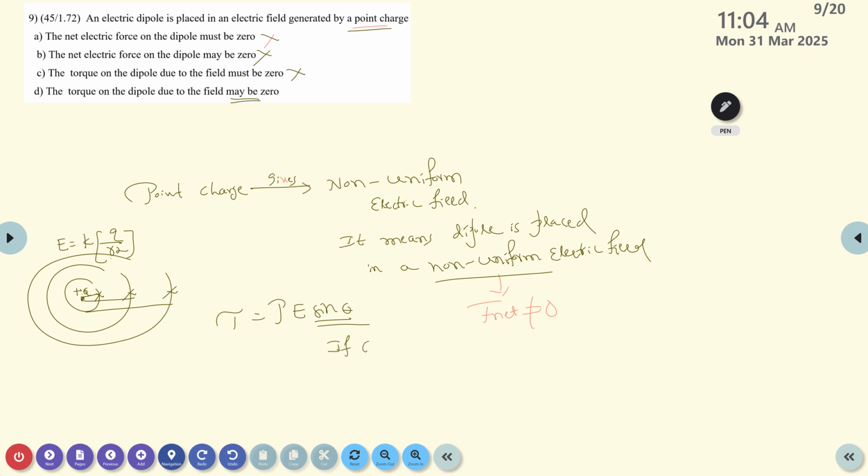I don't know the angle. If theta equal to 0, then sin 0 equal to what? 0. Then torque equal to what? So please answer carefully. It may be 0. I don't know the angle between P and E. That's why this is the right answer. The torque on the dipole due to the field may be what? 0. That is the right answer.